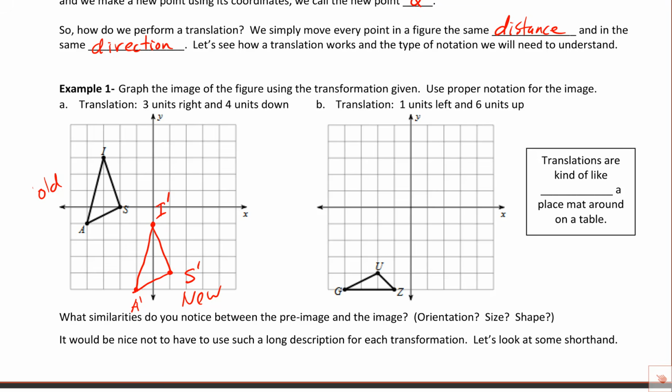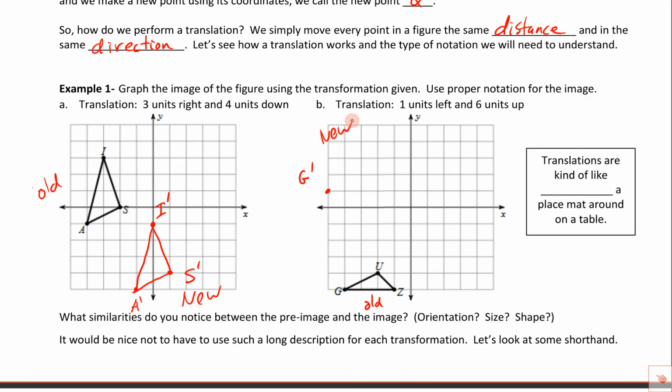Okay, so let's do the next one over here. It says 1 unit left and 6 units up. So we're going to take this point, every single one of these, all 3 of these, and we're going to move them left 1 unit and then up 6. So left 1 and then 1, 2, 3, 4, 5, 6. So we're going to be right here. Again, the right notation here would be G prime. This is the old one, and over here this is going to be the new one.